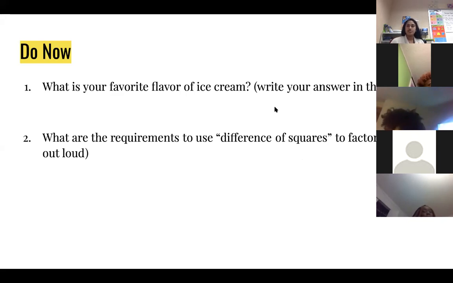For those of you that just joined, your due now is on the screen. What is your favorite flavor of ice cream? Put that in the chat. And the question that I'll ask out loud today is, what are the requirements to use difference of squares to factor? What do you need? In what situation would you use difference of squares to factor?